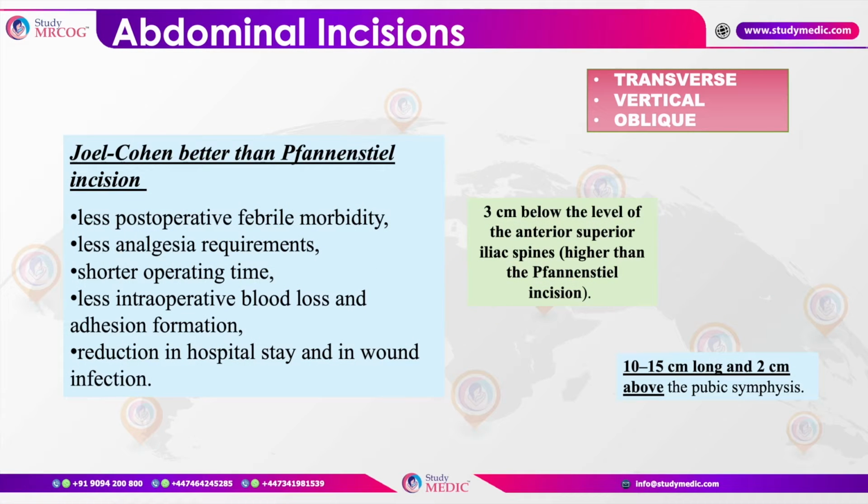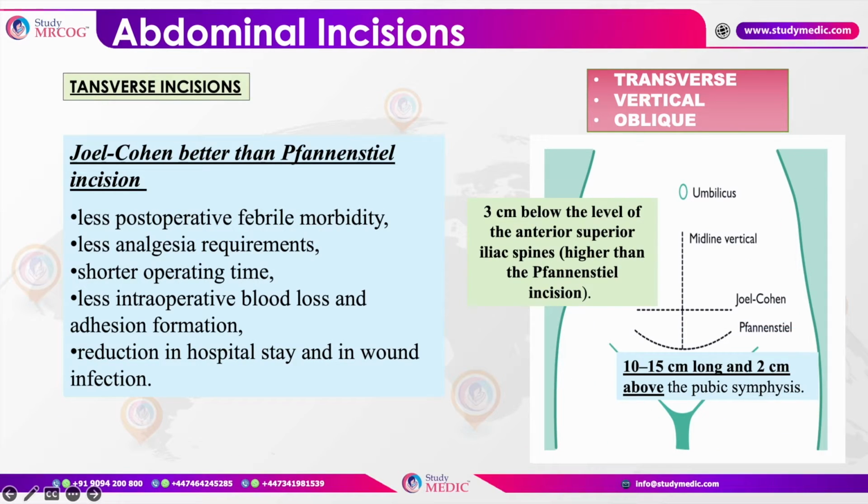So abdominal incisions: we have transverse incisions, vertical incisions and oblique incisions. Amongst the transverse incisions, the most commonly used are Joel Cohen and Pfannenstiel. Pfannenstiel is 10 to 15 cm long and 2 cm above the pubic symphysis, while Joel Cohen is 3 cm below the level of ASIS and it is higher than the level of the Pfannenstiel incision.